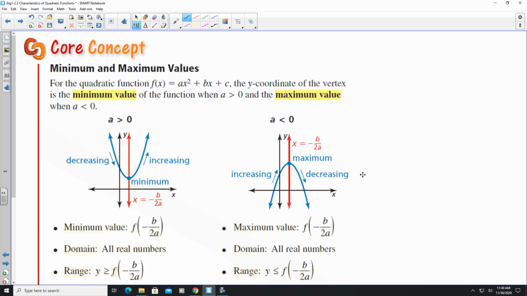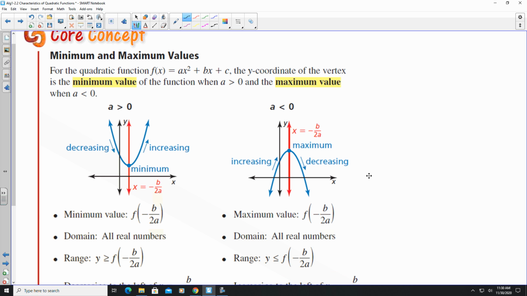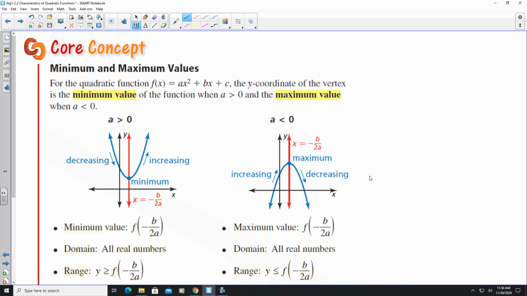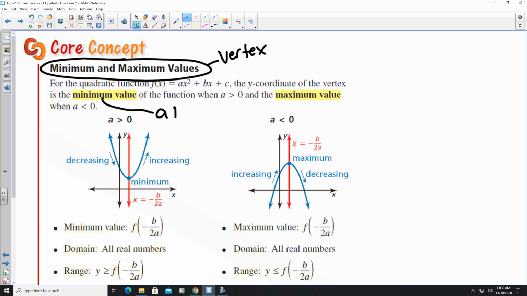Another thing that they're going to be asking you to find is whether your quadratic function has a minimum value or a maximum value. Whether your function has a minimum or maximum value, the point that you're trying to find is the vertex, okay? Now, if it happens to be a minimum value, all that means is that a is a positive number because your vertex is at the lowest point on the parabola. So that's where the minimum value is.